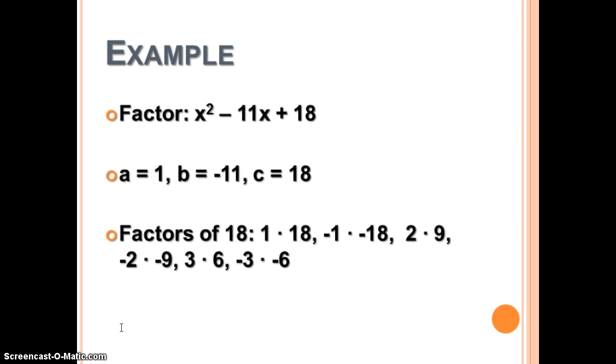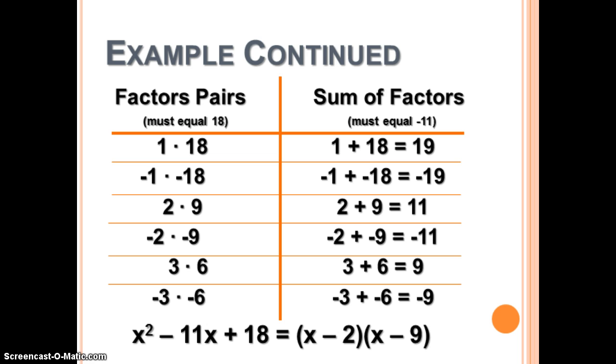Here's an example. Factor x squared minus 11x plus 18. Your a value will be 1, because 1 times x squared will give you x squared still. B will be negative 11, because we have a minus 11 in front of the x to the first term, and c will be 18 because there's no x attached to that. That's your constant term. The factors of 18 are 1 times 18, negative 1 times negative 18, 2 times 9, negative 2 times negative 9, and 3 times 6, or negative 3 times negative 6.